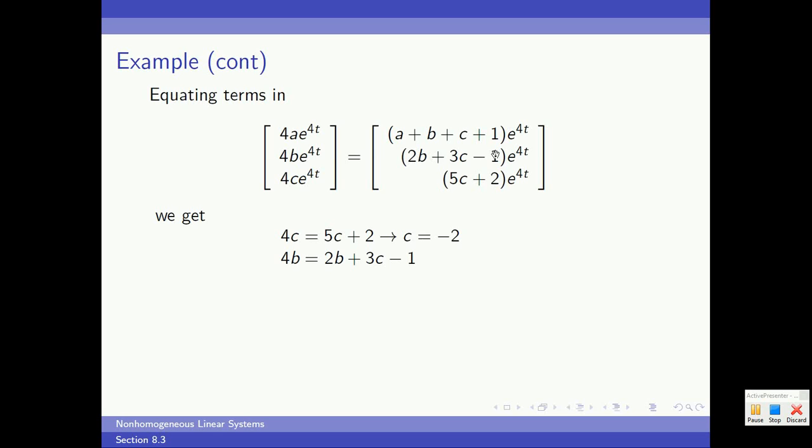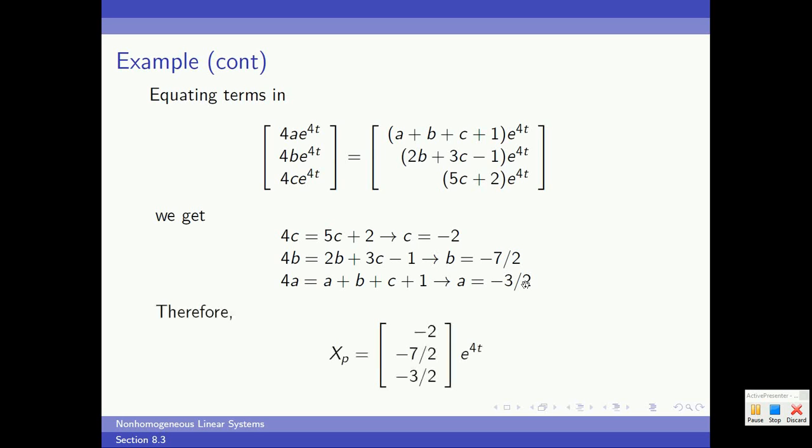So looking at the second one, I have 4b has to be equal to 2b plus 3c minus 1. I already know what c is. So if I plug in c here, solve for b, I get b is -7/2. Finally go to my top equation. It requires me knowing b and c. So once I know b and c, I can plug them in, and I just have an equation in a. Solving it, I get a is -3/2.